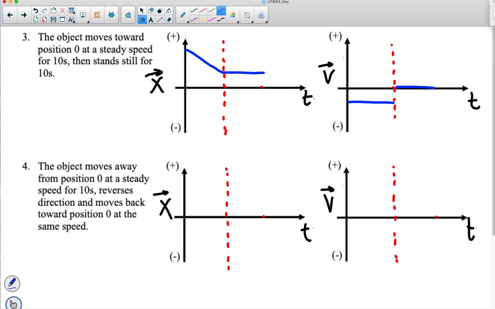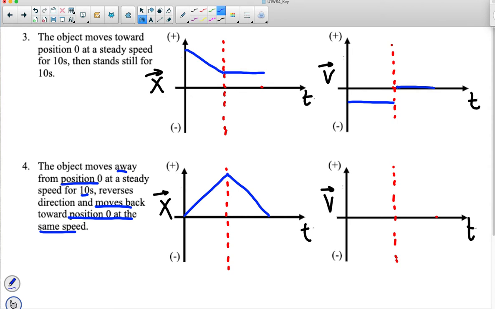Down here for number 4, it says the object moves away from a position of 0 at a steady speed for 10 seconds, then reverses and moves back towards a position of 0 at the same speed. So we set this up away from 0 at a constant velocity, and then it moves back at the same speed, but in a negative direction. I didn't do a very good job on here. The angle of these two lines should be similar, just mirror images of each other.